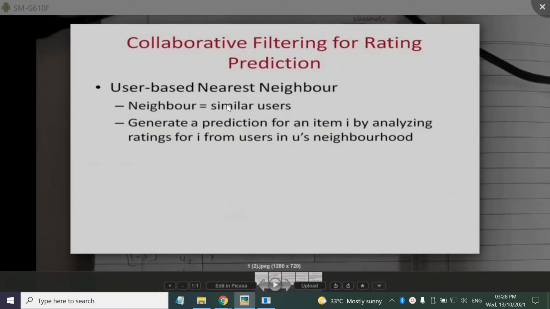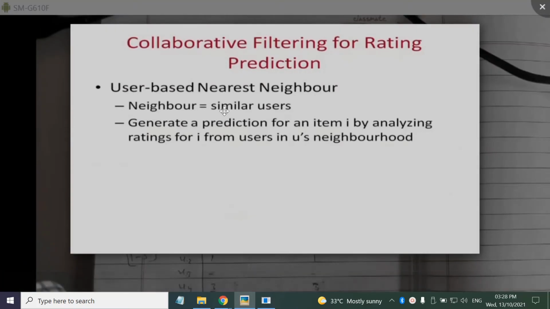So the first kind of collaborative filtering is based on the users: user based nearest neighbor. Here we try to find similar users. We'll have one target user, let's say u. We'll find the neighborhood of u, similar vectors for u, and based on that we'll predict the rating. Generate a prediction for an item I by analyzing the ratings for I from the users in u's neighborhood.